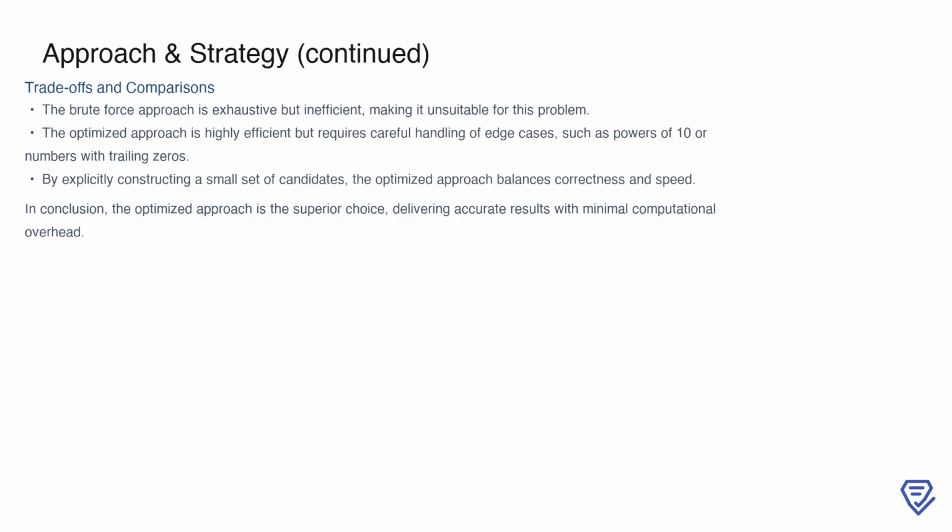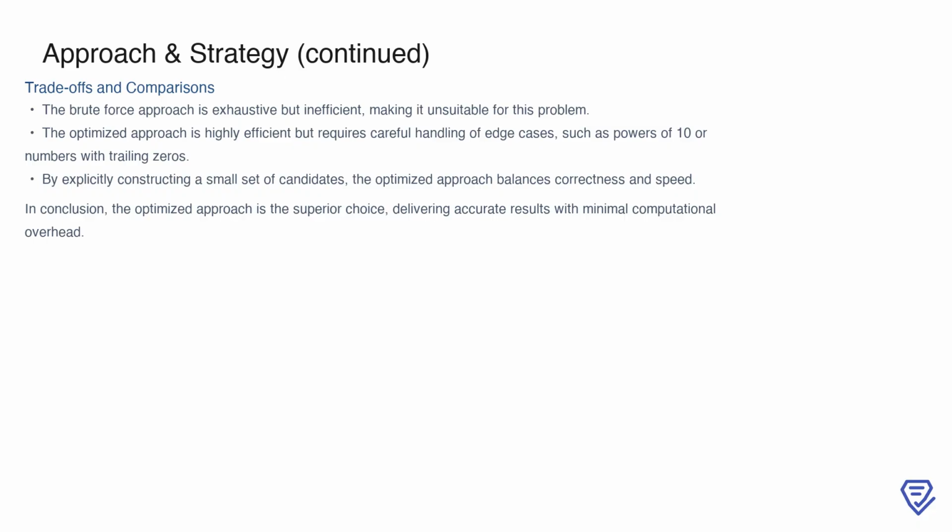When comparing the two approaches, the trade-offs become clear. The brute force method is exhaustive, systematically checking every possible candidate, but it is highly inefficient and computationally expensive, especially for large inputs. On the other hand, the optimized approach offers a much more efficient solution by leveraging the structural properties of palindromes. However, it does require careful handling of edge cases, such as numbers like 10, 100, or 999, which can complicate implementation. Despite these challenges, the optimized approach strikes a balance between accuracy and speed by constructing a limited set of candidates, ensuring both correctness and minimal computational overhead.